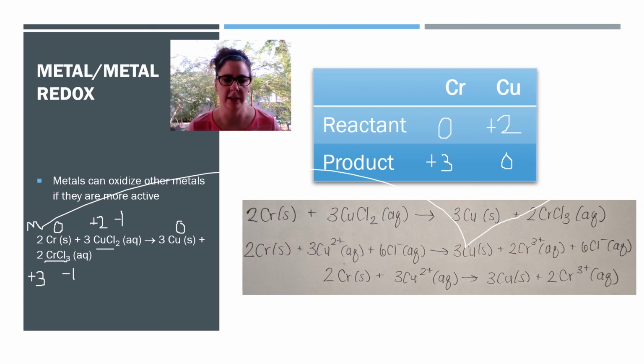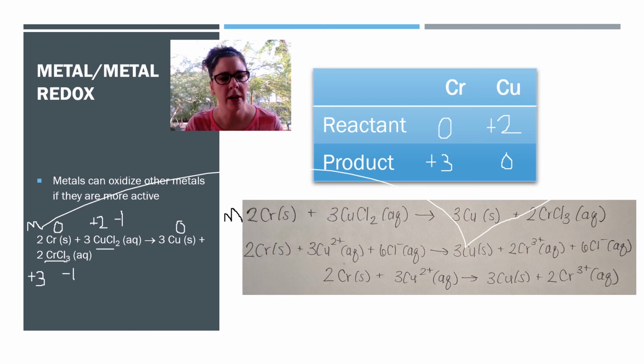So let's take a look. Okay, so I just rewrote the molecular equation. So this one here is still the molecular equation, and I just transposed that over here to give us something to work with. Okay, so our chromium plus our copper chloride to give us our copper solid plus our chromium chloride solution.